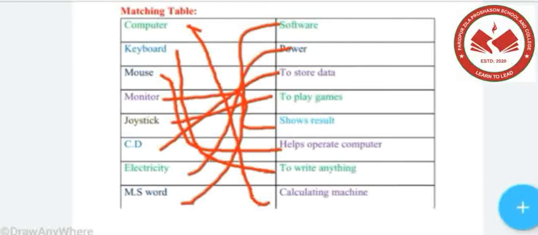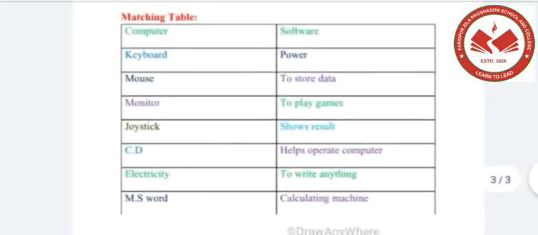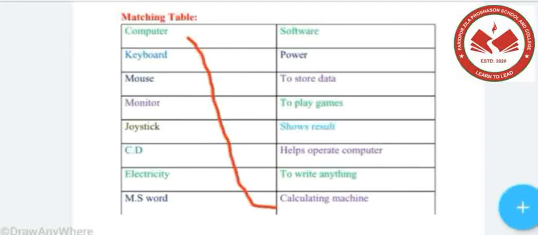Let's try to do it again. Our first option is computer. We know that computer is a calculating machine, so let's make a line between computer and calculating machine. Computer and calculating machine. Our next option is keyboard. We know that keyboard is used to write anything, so we can make a line between keyboard and to write anything. Our next option is mouse. We know that mouse helps operate computer, so we can make a line between mouse and helps operate computer.